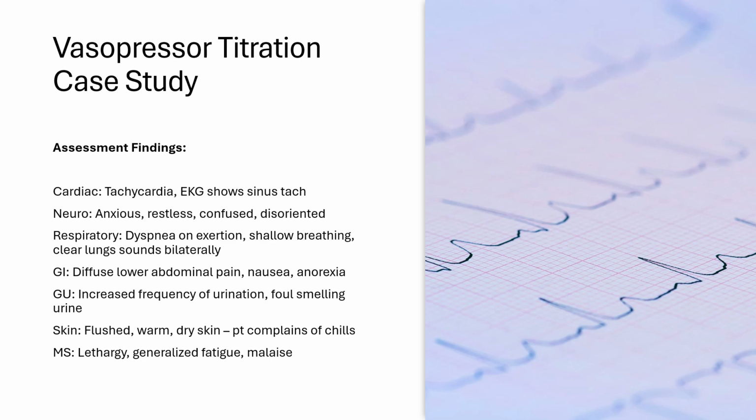GI/GU, she's got this diffuse lower abdominal pain, nausea, and anorexia. She's got increased frequency of urination and foul smelling urine. Her skin is flushed, warm, and dry. However, she complains of chills. And she just complains of generalized fatigue, lethargy, and malaise.